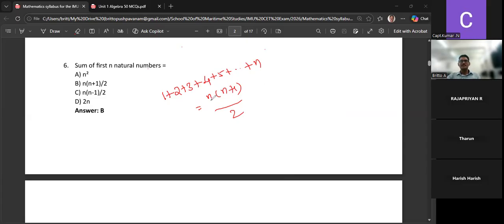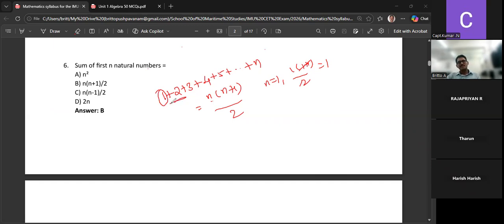Suppose you put n equal to 1. Then you get 1 into 1 plus 1 divided by 2. The 2 cancels, and you get 1. So the sum of the first term is 1.